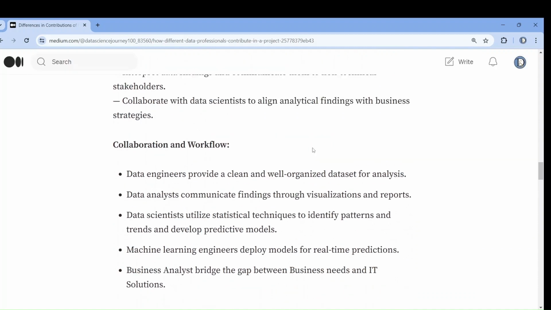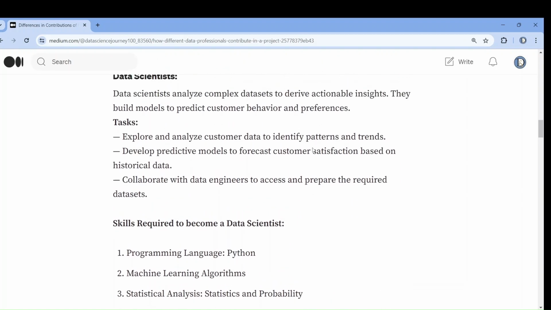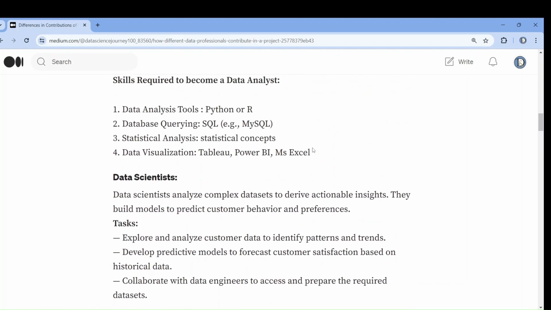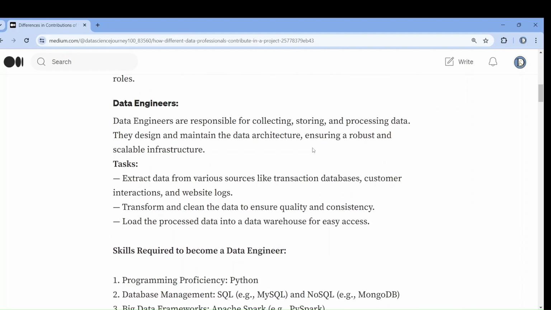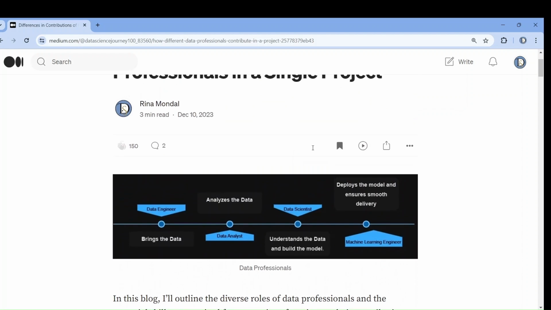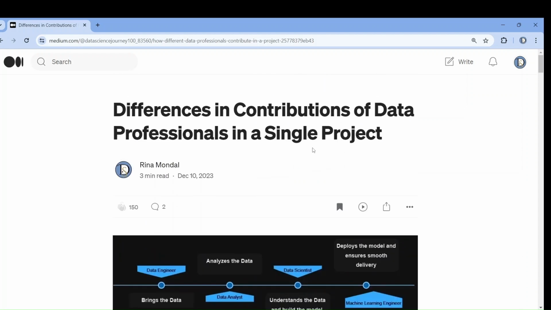Okay, so you can read these two blogs. I'll put the link here. I have also described the skills you require to become any data professional. Okay, so now you can have a proper idea about the job roles of these different data professionals.